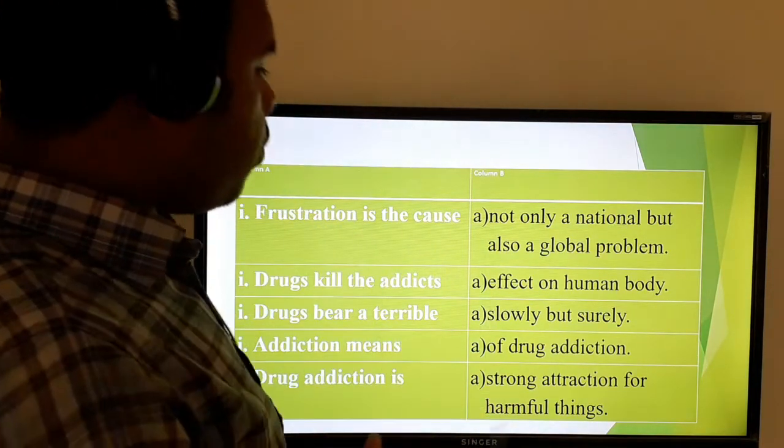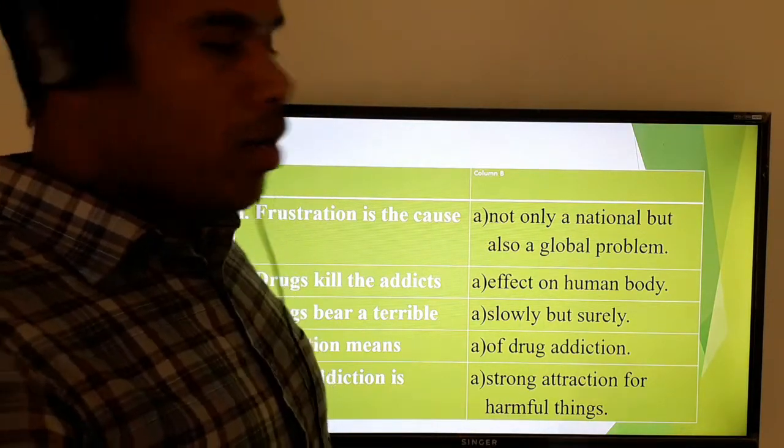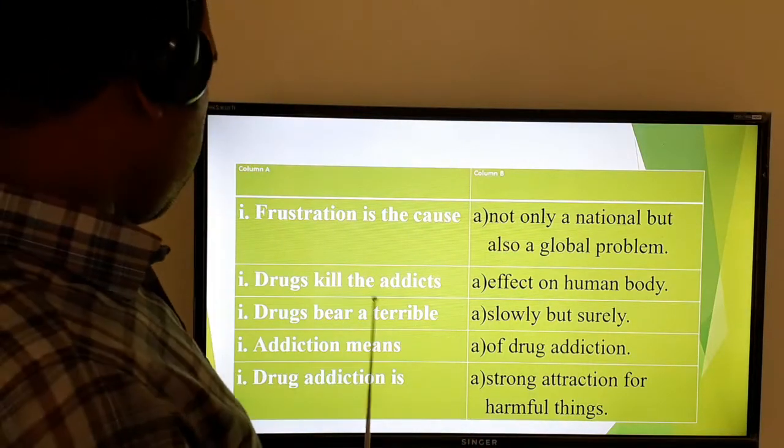You will read it twice or thrice. Again and again you should read the table in parts A and B. Then try to make a meaningful sentence. So frustration is the cause.